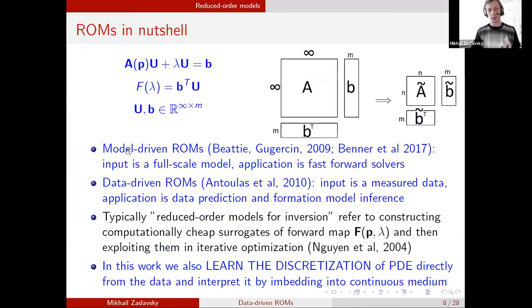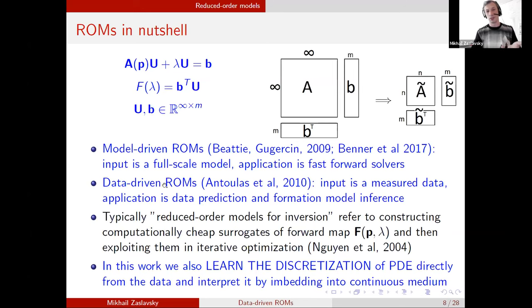The other type of reduced order model is the so-called data-driven one, when we don't have access to our operator A of P. For example, we don't know P. We have some idea how A looks like, but we don't know the medium parameters. We don't have access to the entire operator. The only thing we have is our transfer function measured at some set of frequencies, lambda one, so on. So the question here is: if we know only f of lambda, how can we construct a small scale system of this form such that it reproduces our data, our transfer function? That's the so-called data-driven reduced order model.